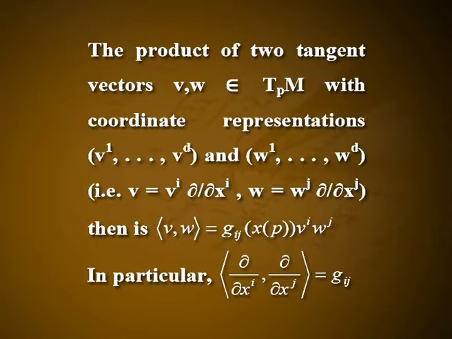In particular, the inner product ∂/∂xi, ∂/∂xj is equal to gij. Similarly, the length of v is given by the norm ‖v‖ = ⟨v, v⟩^(1/2). We now want to study the transformation behavior. Let y = f(x) define different local coordinates.